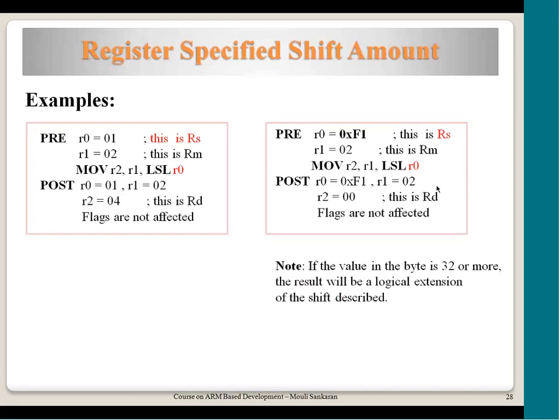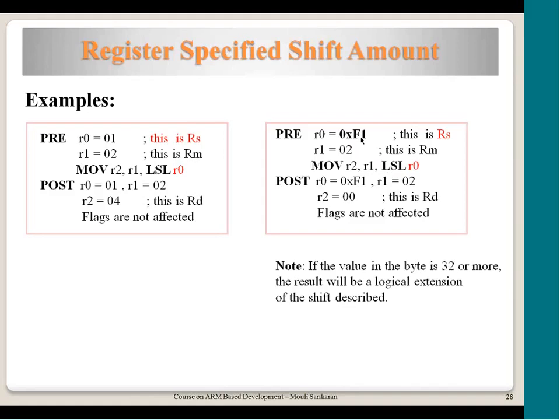Now another example I have given you, LSL R0. Now R0 is filled with F1. F1 is what? It is a huge number. So that many times it wants to do a logical shift left. It is equivalent to doing it over and over again. Now what happens? The R1 value happens to be 2 to start with, but once it does a logical left shift, it will be filling it with all zeros. So effectively it will be performing a left shift operation so many times.